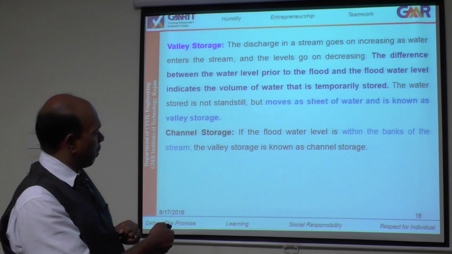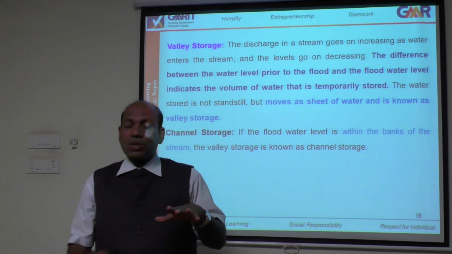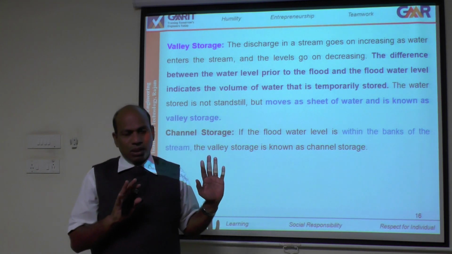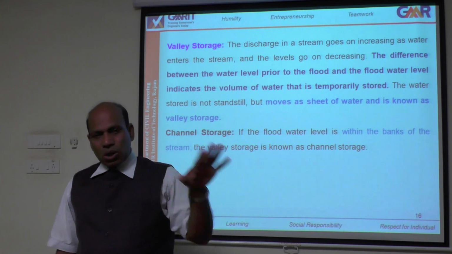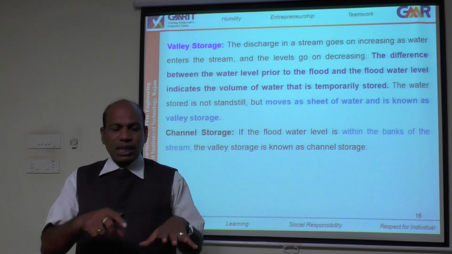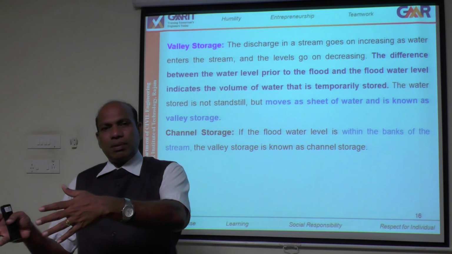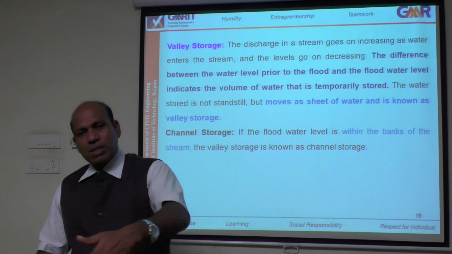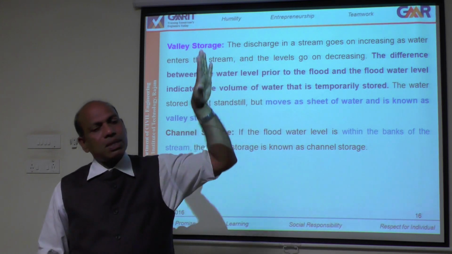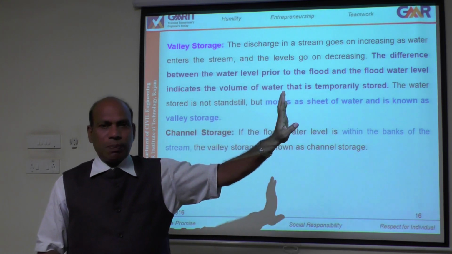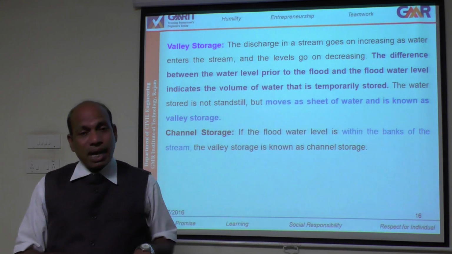Next one, valley storage. Valley storage means, if there is no rainfall on a particular area having one stream flowing in it, even though there is no rainfall, the stream still has some quantity of water flowing. For example, the catchment area of that stream receives 10 centimeters depth of rainfall for a duration of 10 hours. So in that situation, what is happening?